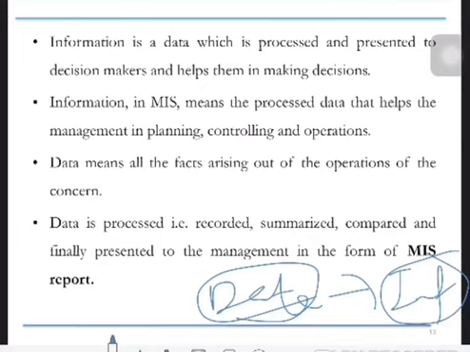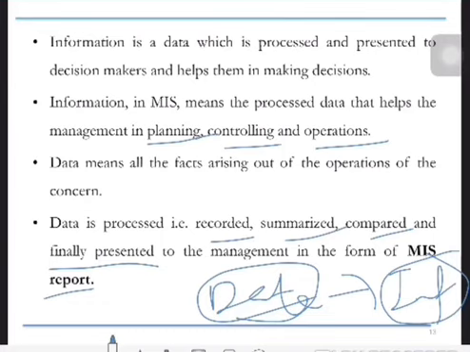Information in MIS means the processed data that helps management in planning, in controlling, and in operations. Data means all facts arising out of the operation of the concern, and data is processed, that is recorded, summarized, compared, and finally presented to the management in the form of MIS reports. So when it comes in report form, in table or graph, we call it a management information system report.